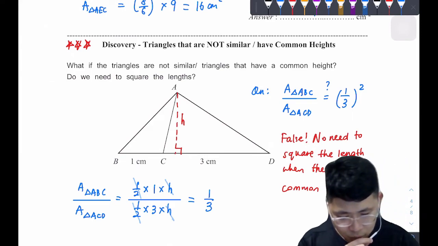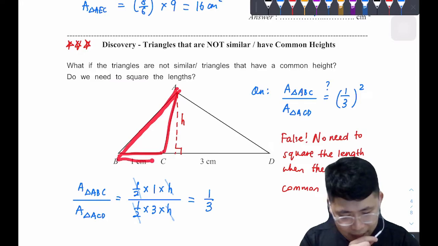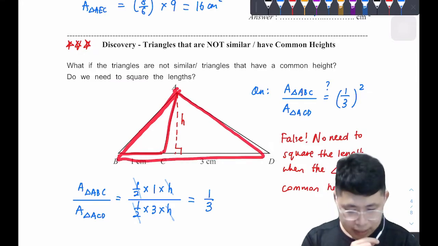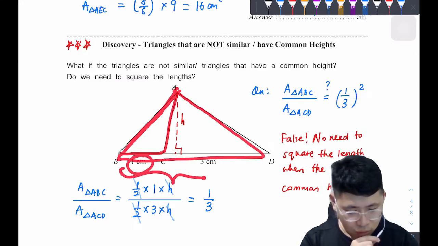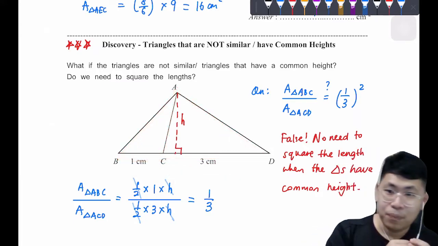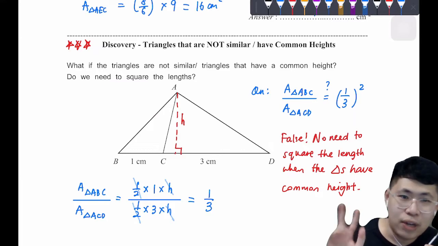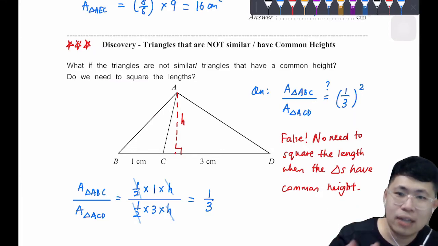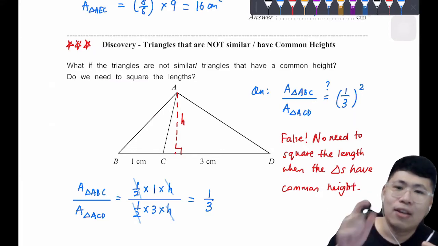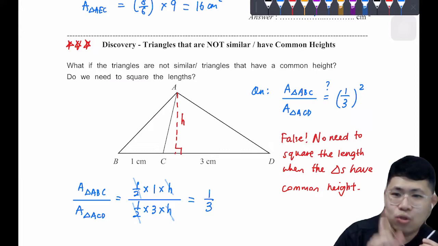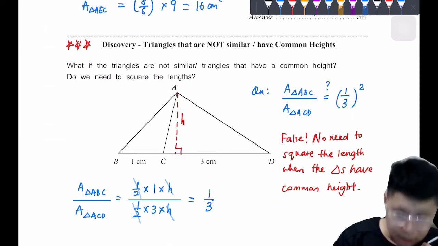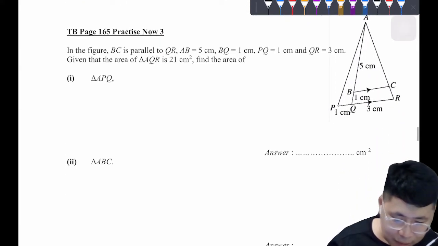Now the same goes for this. If you want to look for the area of this and the area of the full thing, it is actually 1 part to 4 parts, 1 to 4. So we take note. One more time, for triangles that are not similar and have a common height, we don't need to square the length. We just take the ratio of the lengths because the height cancels itself. So without further ado, let's take a look at practice 3.